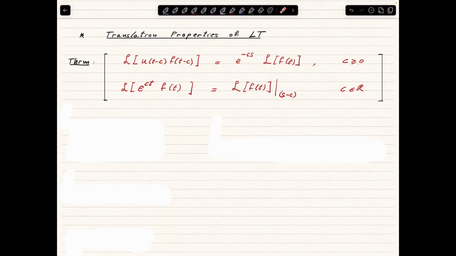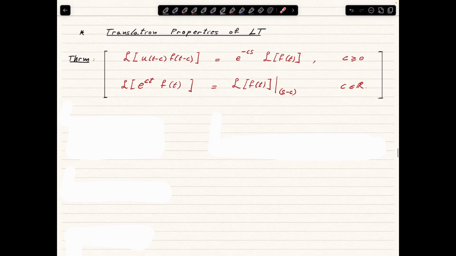So the first property says that if you multiply a Laplace transform by an exponential, this is the Laplace transform of the shifted version of the function. Now if you shift the Laplace transform itself, this is the Laplace transform of the original function multiplied by an exponential. So you can see they are kind of, one is the opposite of the other property. One property is for the shift positive, so positive or 0. The other is for any value of the constant c. Let's see how these properties actually look like in a particular example.